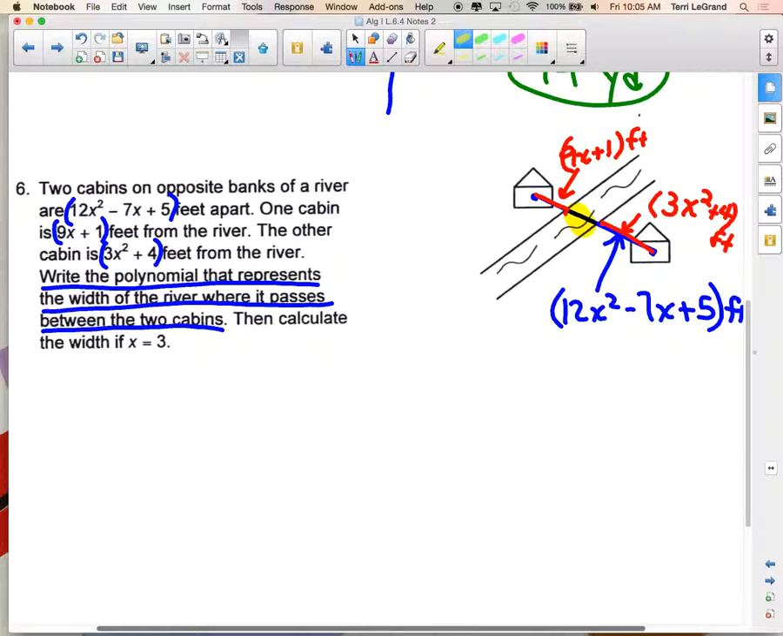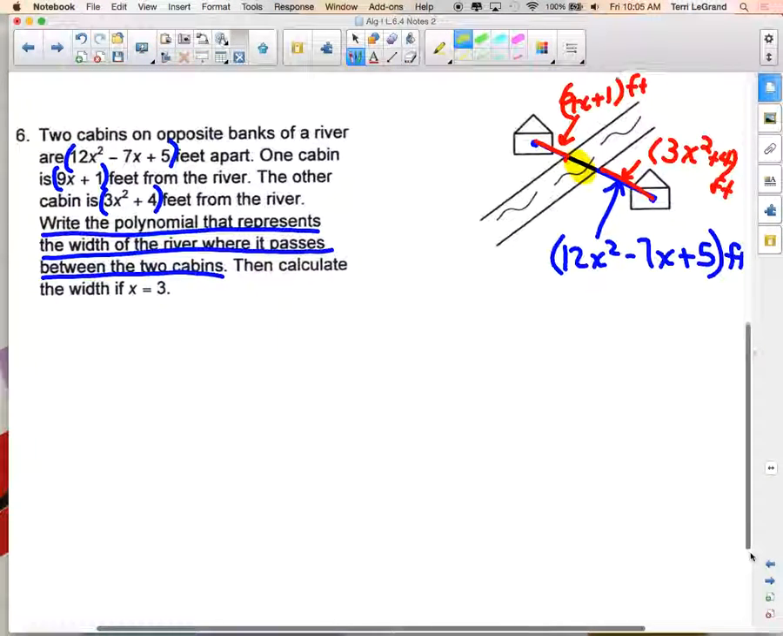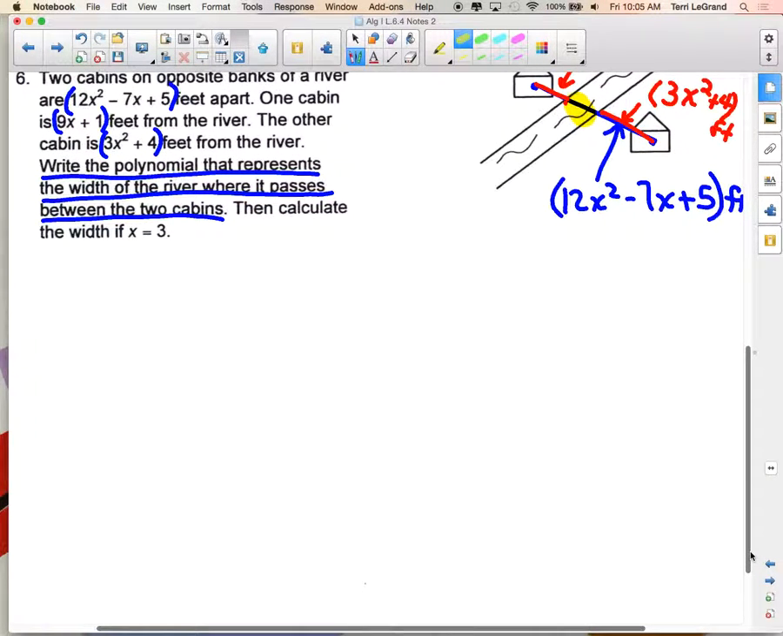12x squared minus 7x plus 5. Subtract the two distances. So the total distance between the cabins, take away their distance from the river, should give us what's left for the river. Okay, so we would say 12x squared minus 7x plus 5, and are these parentheses going to be important? Yeah.